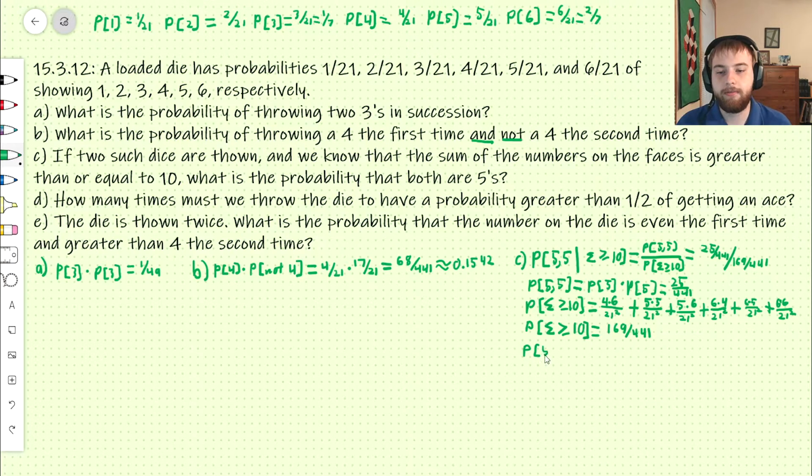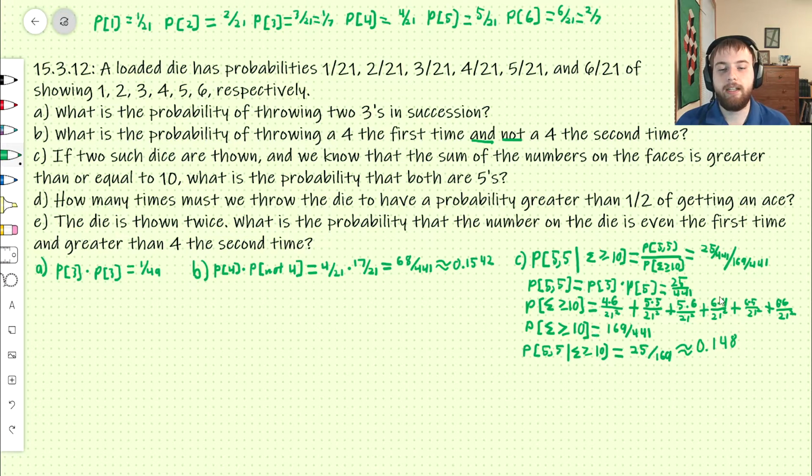So the probability of 5 and 5 given that the sum is greater than or equal to 10 is going to be equal to, the 441s cancel out. That'll usually happen in the case of conditional probability. 25 over 169. And yeah, I have a decimal approximation here: 0.148.